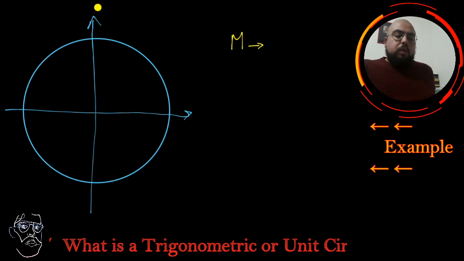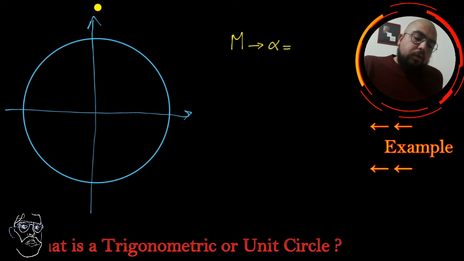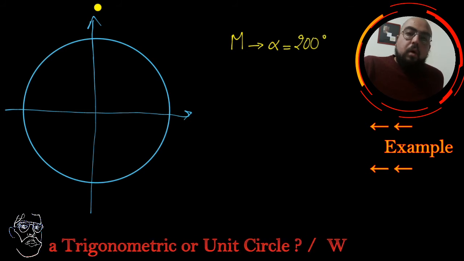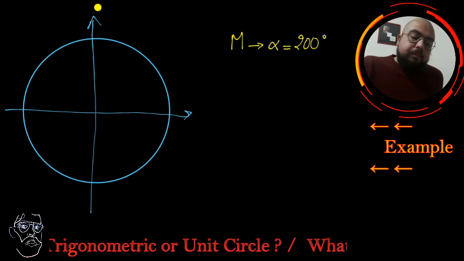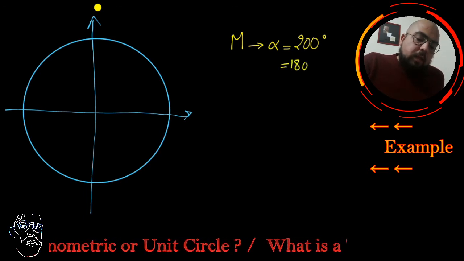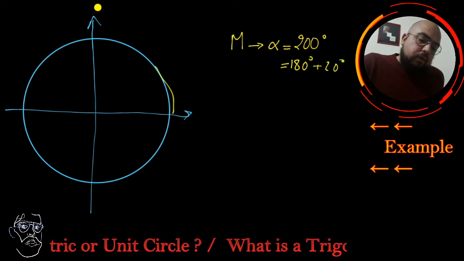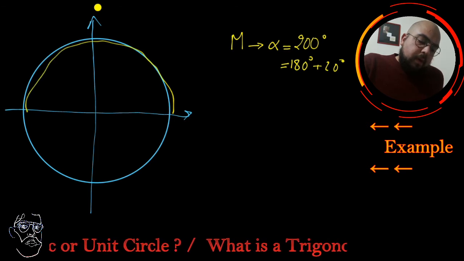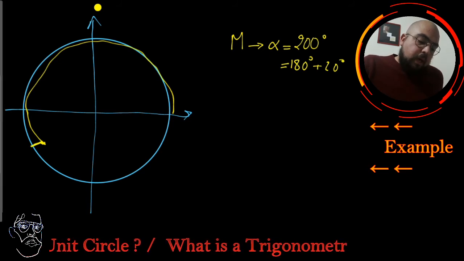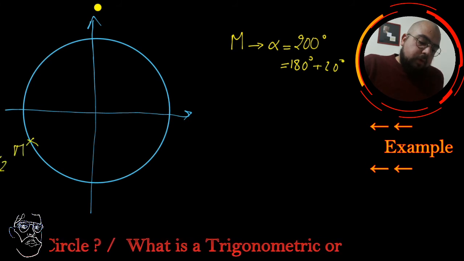which of course is related to the angle alpha equal to 200 degrees. Now 200 degrees represents 180 plus 20. 180 is half a revolution plus 20 degrees. So it's a position which is very close to this point. So your point M will have this position. This is 200 degrees.